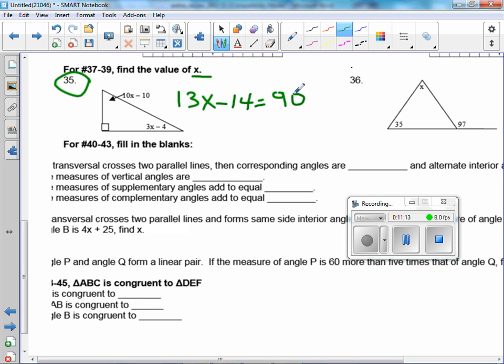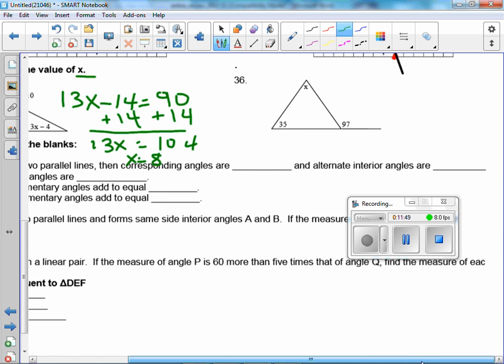Next, we're going to add 14 to both sides. So we have 13x is equal to 104. Or sorry, yes, 104. And divide both sides by 13. So x is equal to 8.